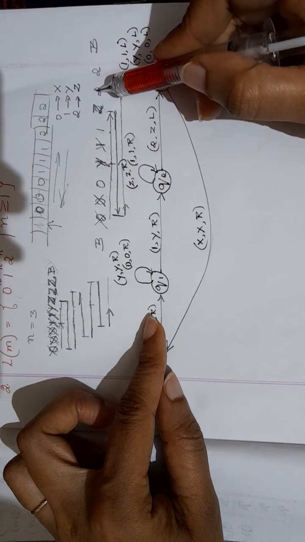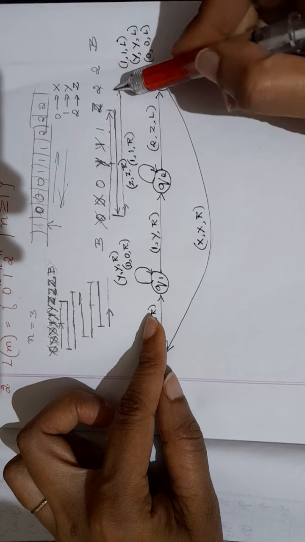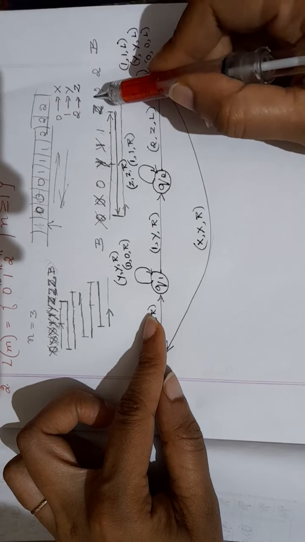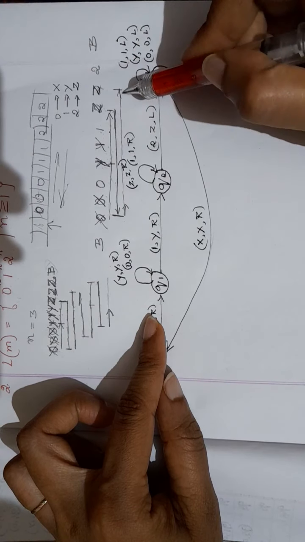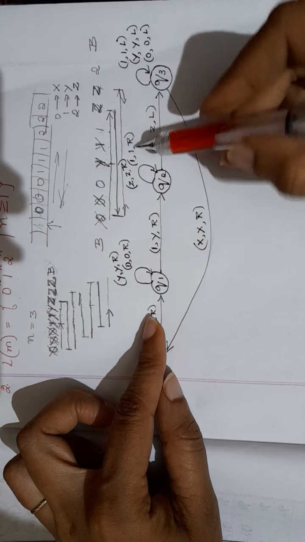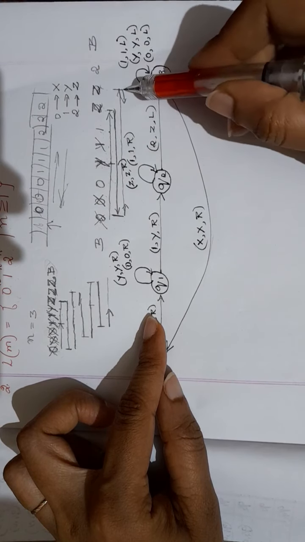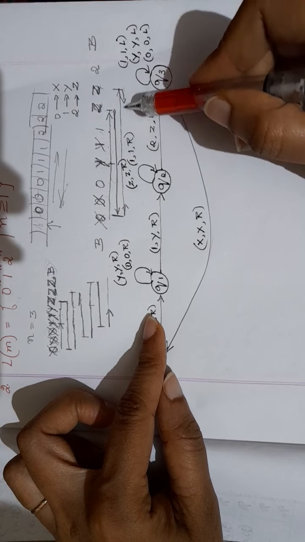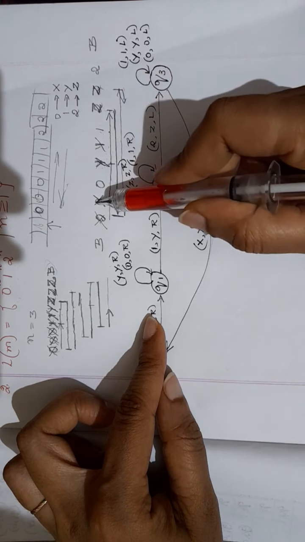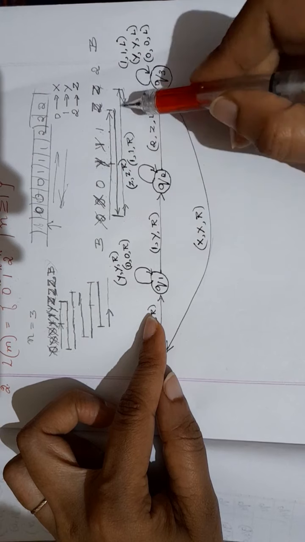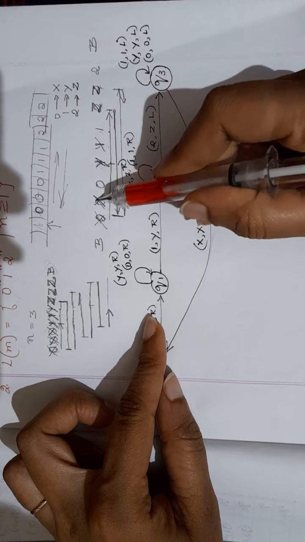Now I am getting 2. When I get 2, what should I do? I will stop, change it to Z and then change the direction. So when I am reading 2, change it to Z and move left. Now you should keep on moving left till you read this X.